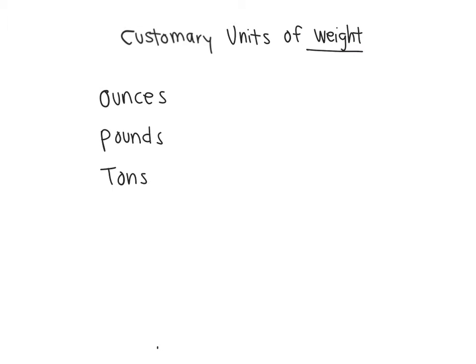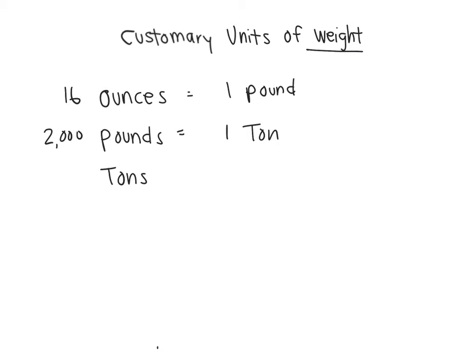So we only have three. There are 16 ounces in 1 pound, and there are 2,000 pounds in 1 ton. And that is our customary units. I know that seems kind of silly that we only have like 2 conversions.